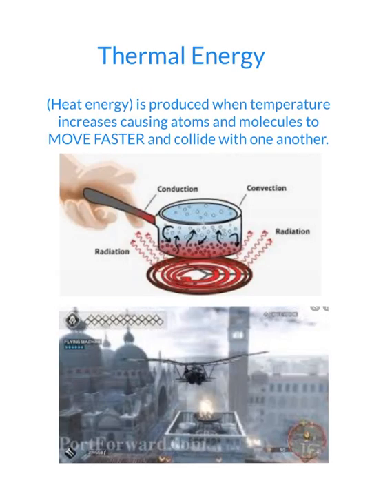Right, thermal energy is another type of kinetic energy, which means there has to be some sort of movement here. Now, heat energy is produced when a temperature increases, so something's getting hotter, right? And when things get hot, it causes atoms and molecules to move. There you go, there's the key part. Move and collide with one another.